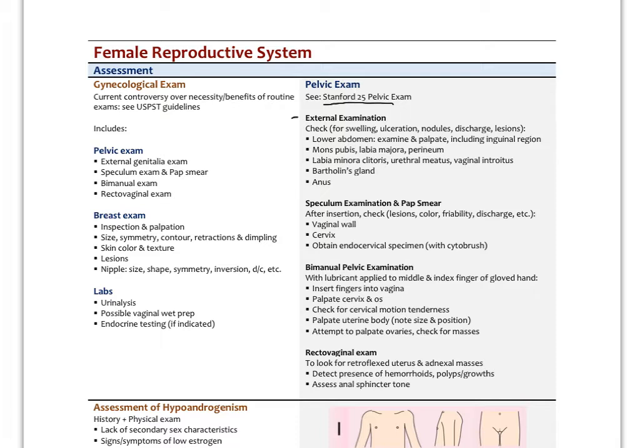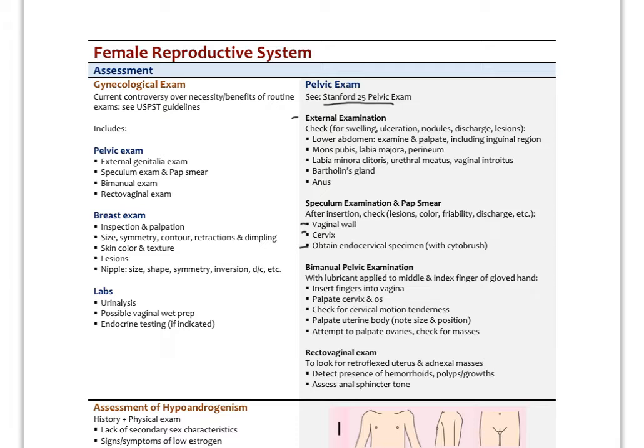The speculum exam involves the pap smear, and this is using the speculum after insertion. We're checking for lesions, color, friability, discharge on the cervix. So we want to look at the vaginal wall, but we're focusing mostly on the cervix with the speculum exam, and then obtaining an endocervical specimen using a cytobrush.